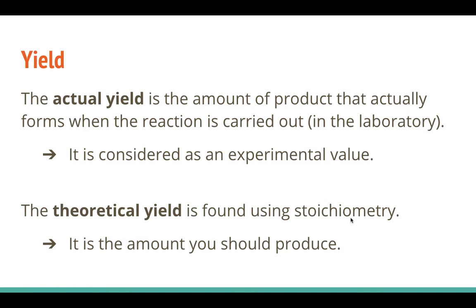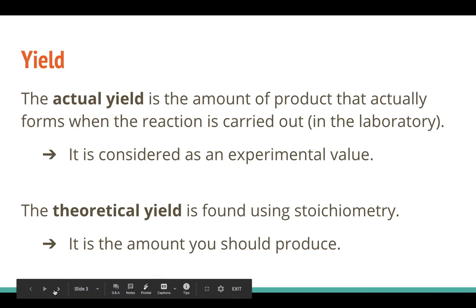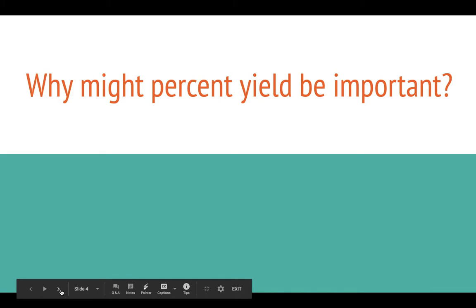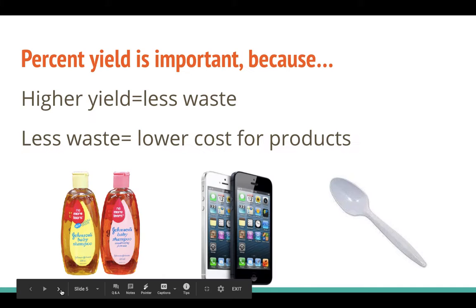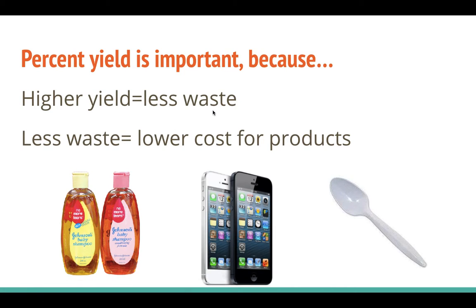In organic chemistry, if you ever have to take that, you'll start to get very, very excited when you're getting 25% yields. It's fantastic, okay? But you need to be able to report just how efficient things are. Also, percent yield is important in industry because if we have a higher yield, that means we've wasted less of our precursor. And if there's less waste, that means there's lower cost for products. So this is important. A lot of chemistry goes into making the things that we use every day.